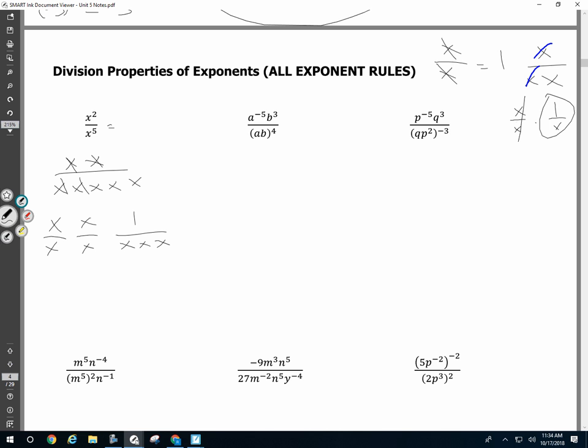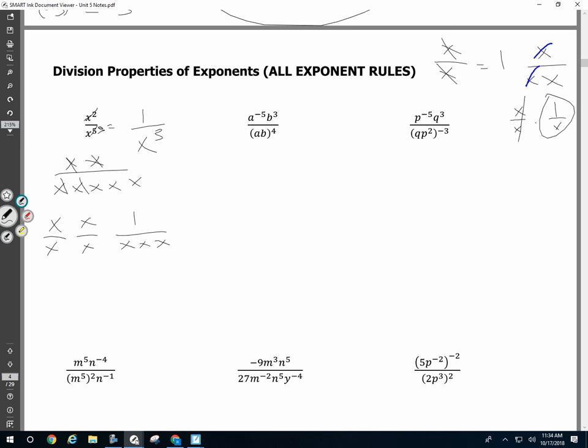How much do I end up with? 3 x's in a denominator. Do I end up subtracting the 5 and the 2? Yeah. But do I have like x to the negative 3rd? No, I wrote it as like 2 of these x's cancel with 2 of these x's, leaving me with 3 x's left over in the denominator. Okay? That's the introduction to division of exponents.